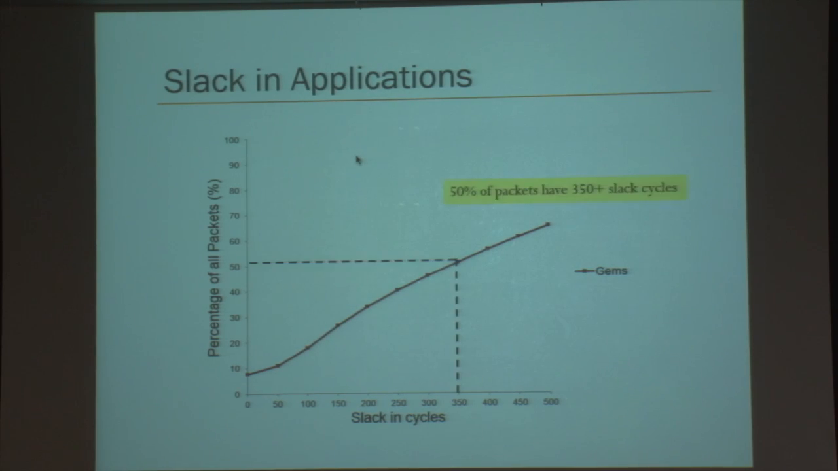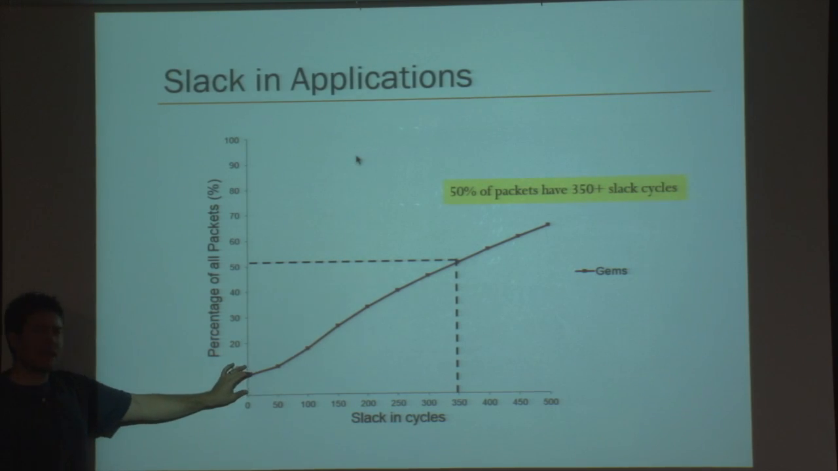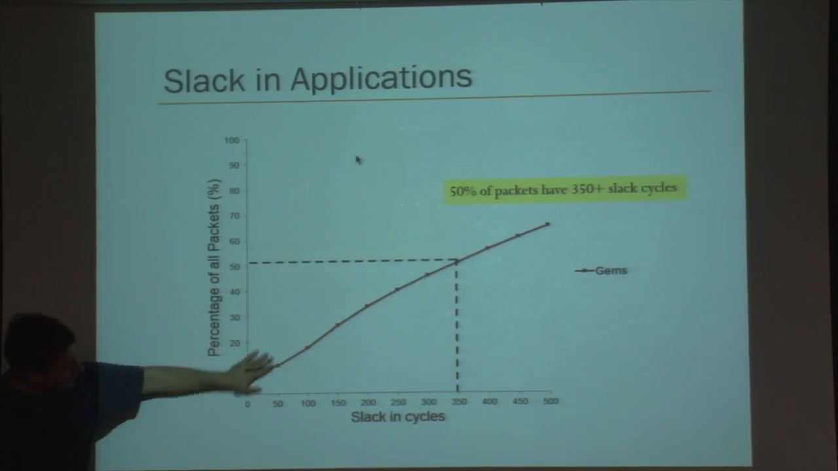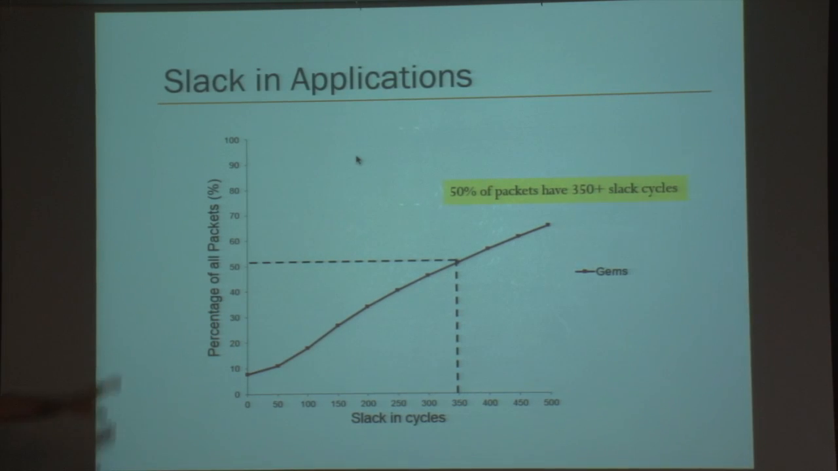This is one example, GEMS, and this is the percentage of packets. So less than 10% were critical, like they didn't have any slack. You had to get these back. And then you have different amounts of packets, like about 50% of packets had 350 cycles tolerance in latency. That wouldn't change the outcome of the computation, of the timing.